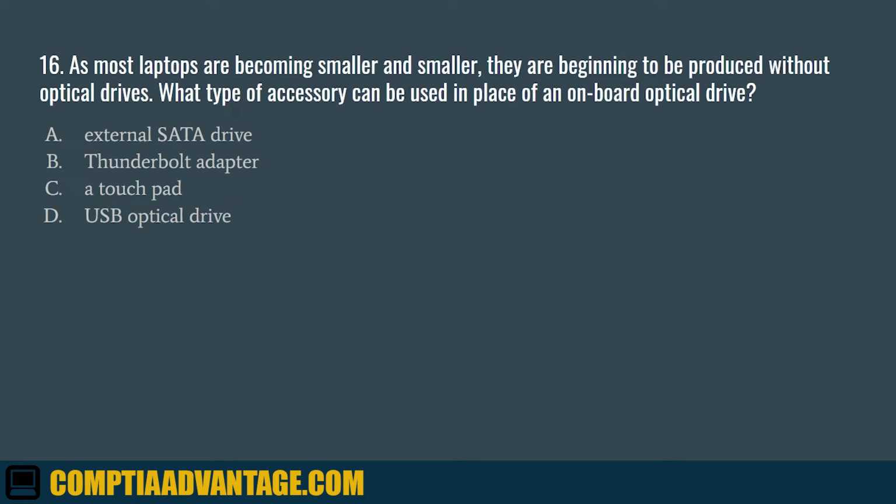Question 16. As most laptops are becoming smaller and smaller, they are beginning to be produced without optical drives. What type of accessory can be used in place of an onboard optical drive? A. External SATA drive. B. Thunderbolt adapter. C. A touchpad. D. USB optical drive. The correct answer is D. USB optical drive.